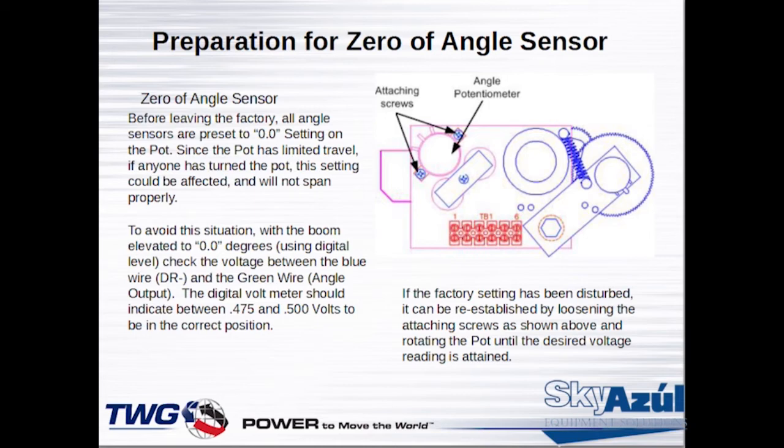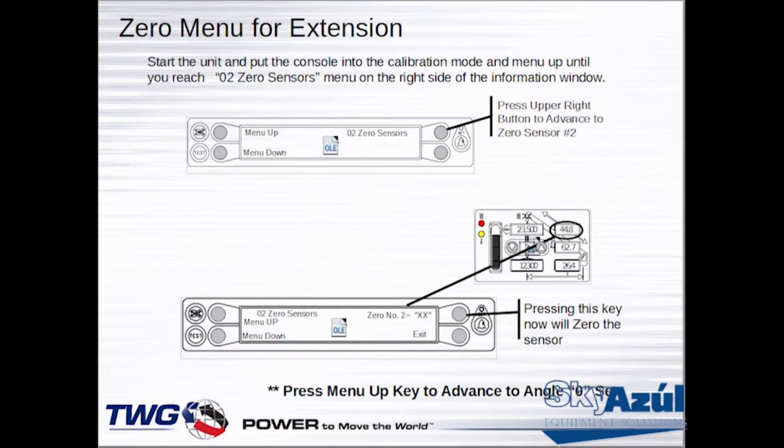On the zero for the extension, notice we use the menu up and down keys here to go up and down in the menus. And we're going to go into O2, which is always zero of the sensors, no matter what system you're working on. O2 is always sensors, zero in your sensors. Sensor O2 is always extension.